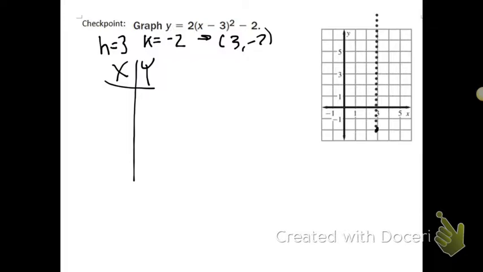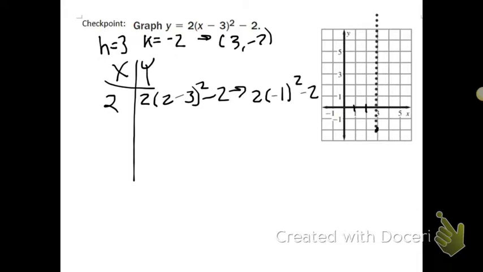Surrounding the axis of symmetry are the x values of 2 and 1. So let's try doing that. I'm going to plug in 2 first, and if I do, I'm going to have 2 times 2 minus 3 squared minus 2, and that is going to be 2 times 2 minus 3 is negative 1 squared minus 2. Now I have to square the negative 1, which is really positive 1. So I have 2 times a positive 1, which is just 2. Take away 2, and I get a 0 output. So 2, 0. So 2, 0 is right.